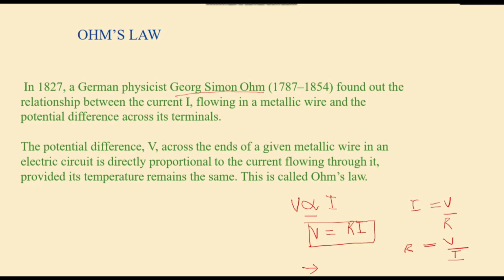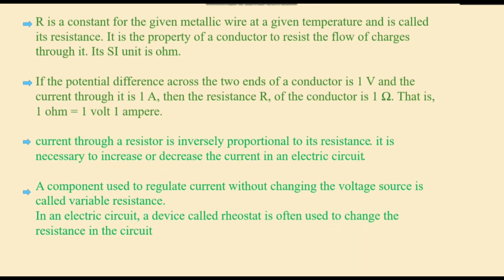So some other factors also depend on the current flowing through a conductor. Yes, R is constant for a given metallic wire at a given temperature and is called resistance. It is the property of a conductor to resist the flow of charges. It resists the current. That is called resistance, and its unit is ohm. In honor of George Simon Ohm, the unit is given as ohm.